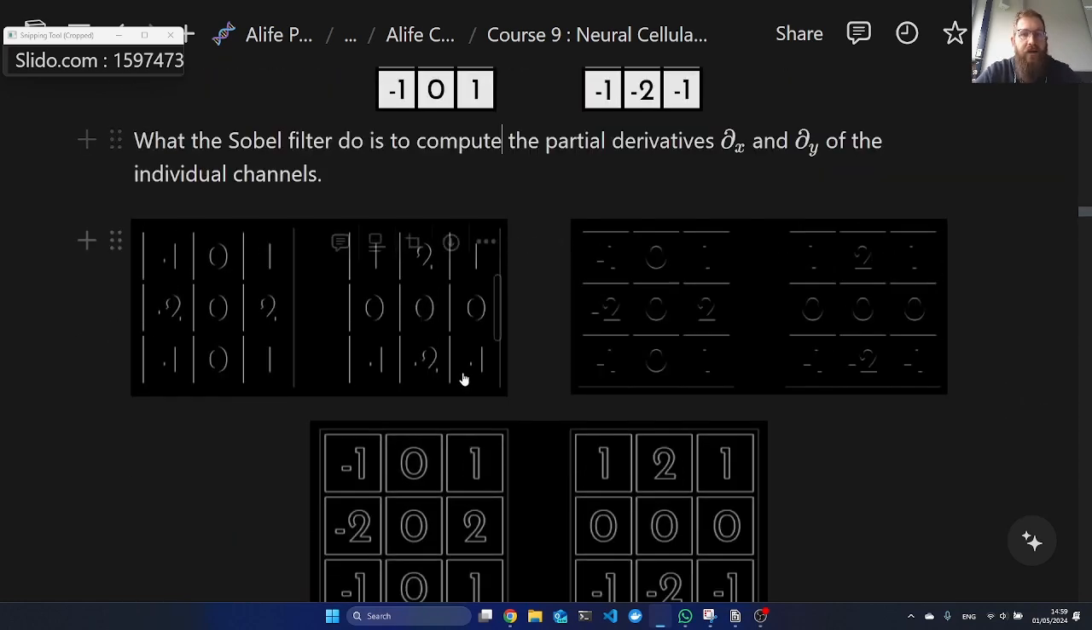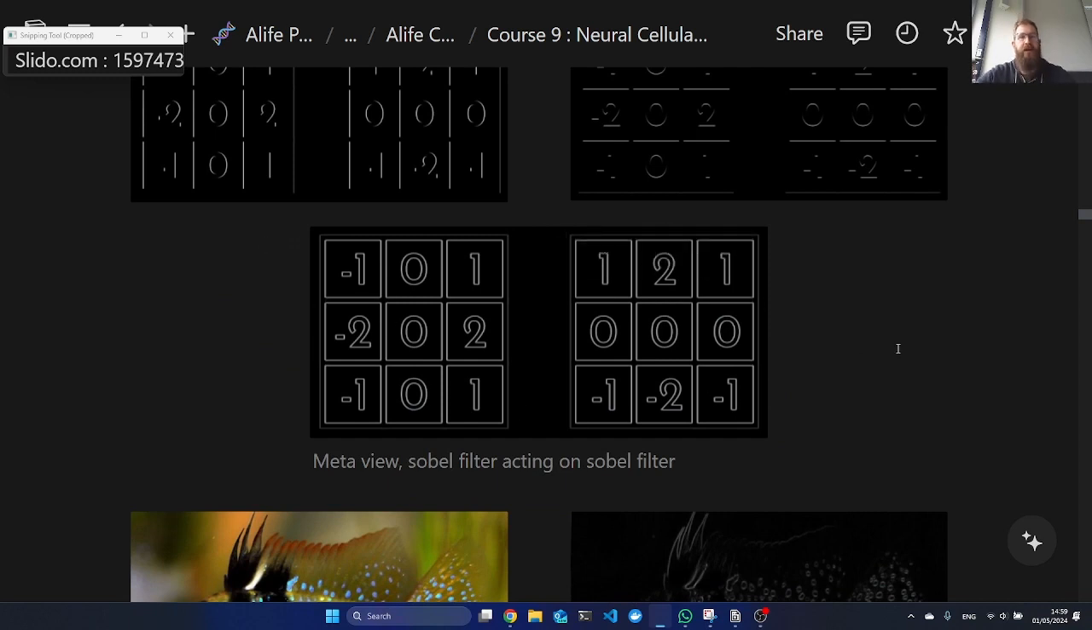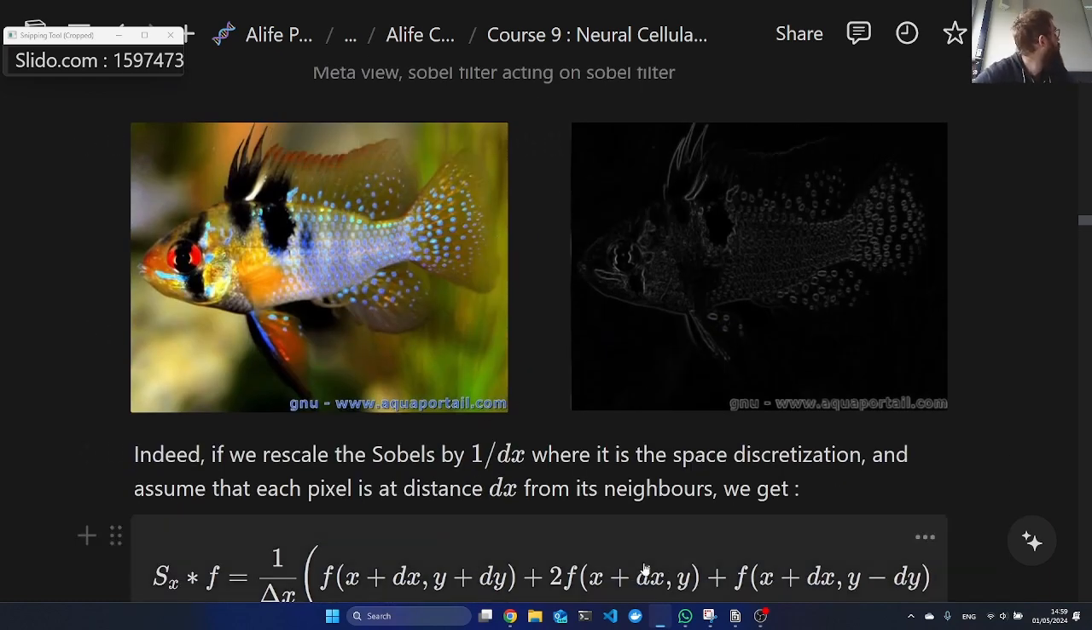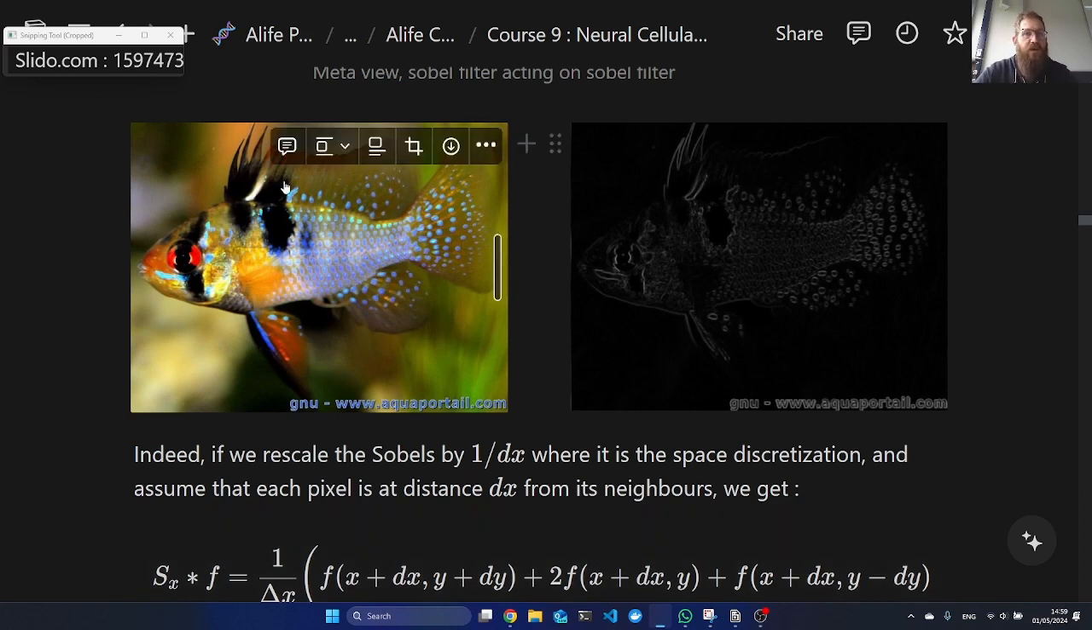So if we combine the Sx and Sy filters, one on top of the other, we pick up on all the changes in color in the image, because we are essentially computing the gradient. Here is an example. I don't know if it's very visible, but if we take a regular image and apply the two Sobel filters and sum them, we get something which essentially finds all the shapes in the image. So it's a way to extract the shape of an image.